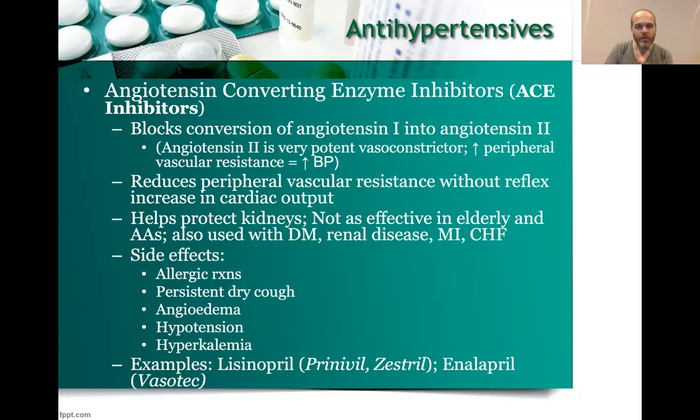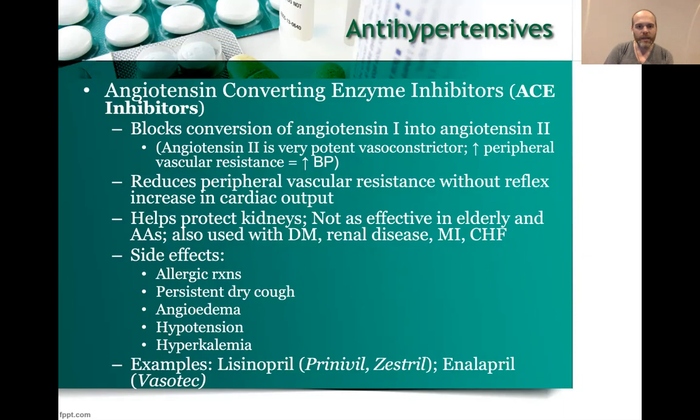ACE inhibitors, also short name for angiotensin converting enzyme inhibitors. They block the conversion of different angiotensins that are very potent vasoconstrictors, and they cause peripheral resistance to go up. So if we inhibit these enzymes, then we can cause reduced peripheral vascular resistance, so we have peripheral vasodilation and decreased heart output, decreased cardiac output.